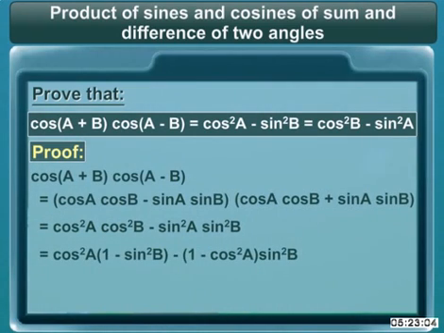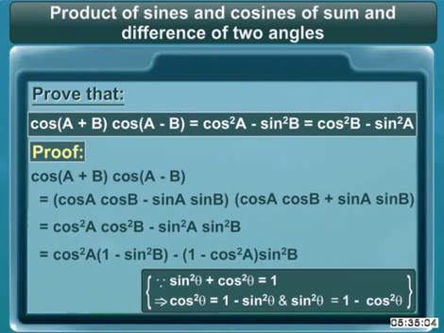write it as it is equal to cos square a into 1 minus sin square b minus 1 minus cos square a into sin square b, that we get by using the trigonometric identity sin square theta plus cos square theta equal to 1 implies that cos square theta is equal to 1 minus sin square theta, and sin square theta is equal to 1 minus cos square theta.